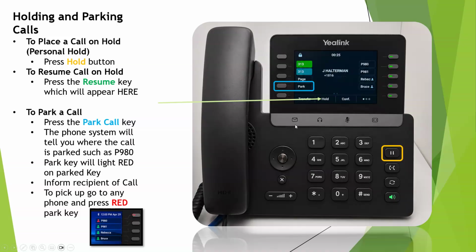So again, I'm on the phone with Julie. I want to park it for Ryan. I press the park key. The phone system says call parked on Park 980, and it's going to light that key up red. Then I can call Ryan or send him an instant message or whatever you need and say, hey, Ryan, you got a call on Park 980. At that point, he could just push the button to pick it up. He could also just dial 980 as well, whichever one's easier.